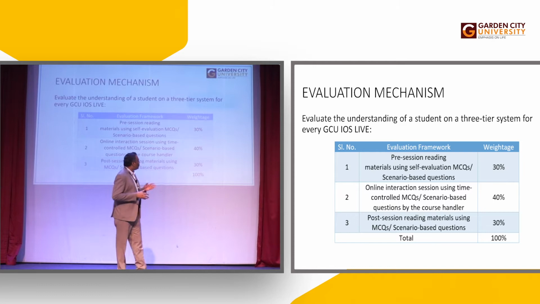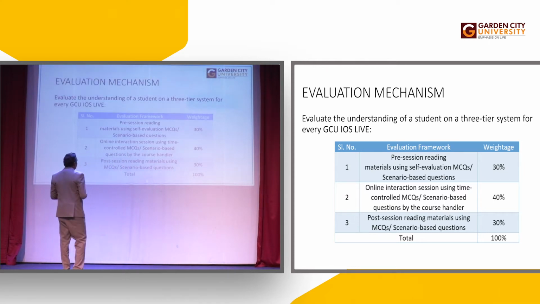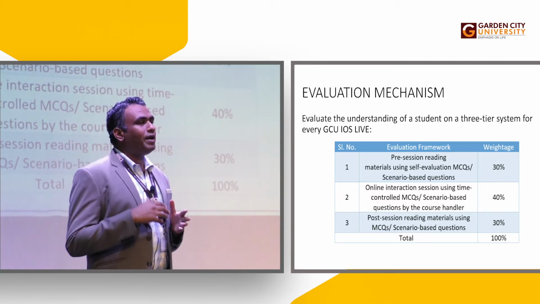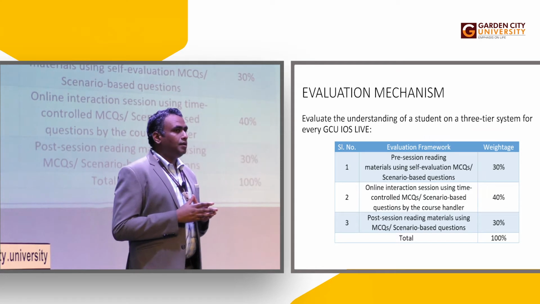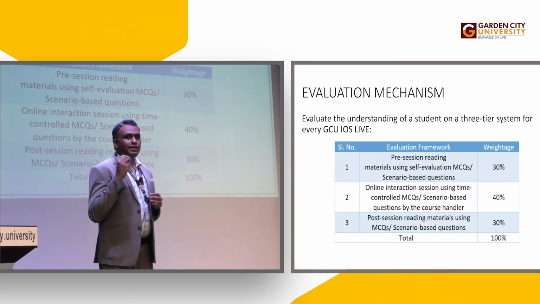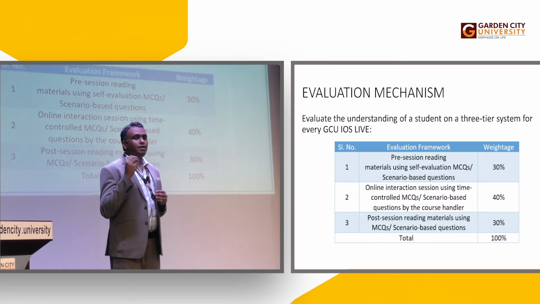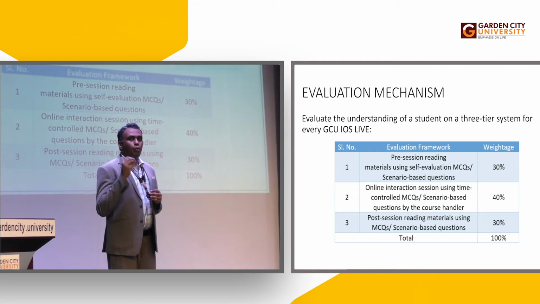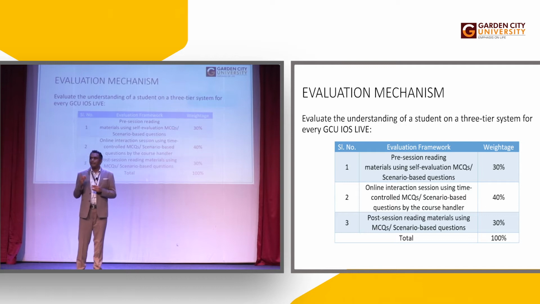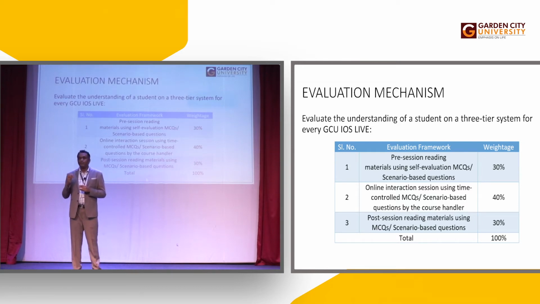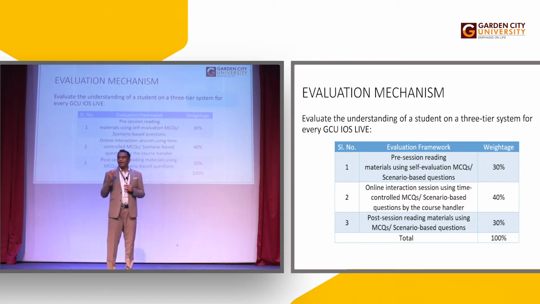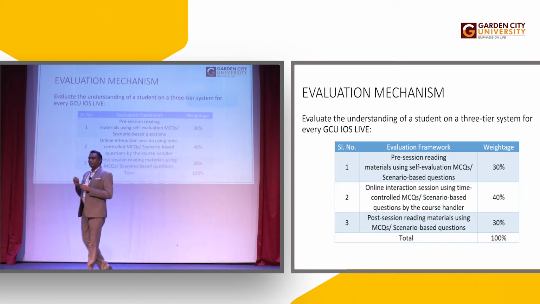If you look at the evaluation mechanism here, it is divided into three parts. One is the pre-session reading. During the pre-session reading, the materials are provided well in advance by the course handler. The student goes through the pre-session materials to understand the nitty-gritties of the concept which is going to be discussed by the course handler. Once a student completes the pre-reading session, he or she will have to mandatorily undertake a quiz, based on MCQs, to check the knowledge level in order to attend the online interaction session.